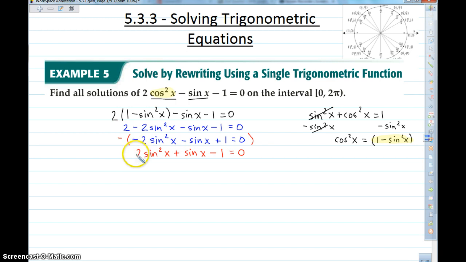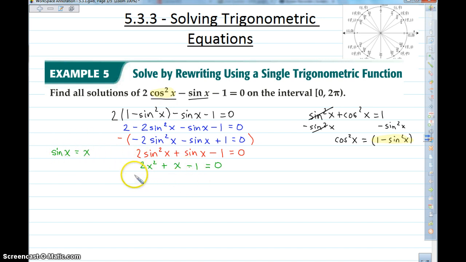This is like 2x squared plus x minus 1. So if you want to imagine that sine x is going to be the same thing as our x now, we can rewrite this as 2x squared plus x minus 1 equals 0. And this might be easier for some of you to try and factor with, and then just replace x with sine x once you're done.